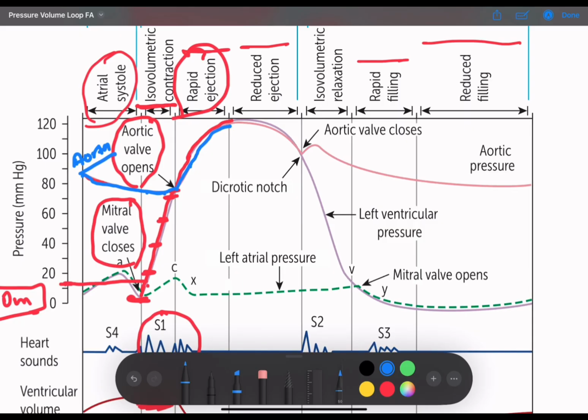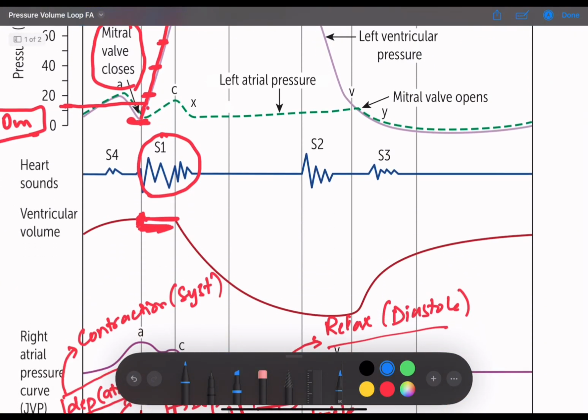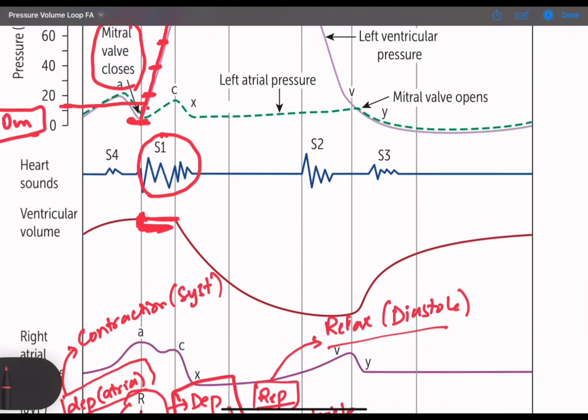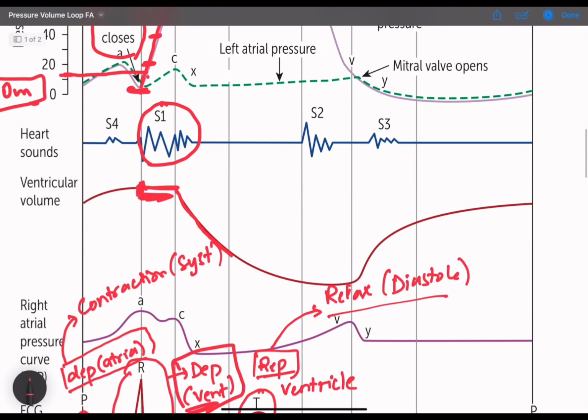During rapid ejection, the pressure reaches up to 120 mm of Hg, while most of the blood within the left ventricle has left during the rapid ejection from the left ventricle. So we have a drop in left ventricular volume.